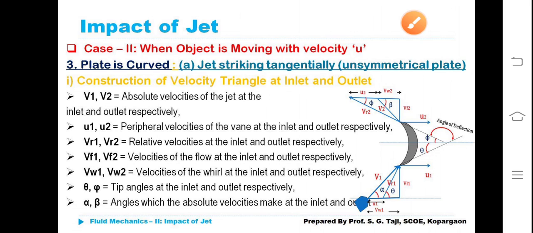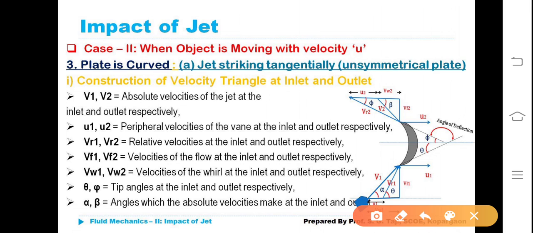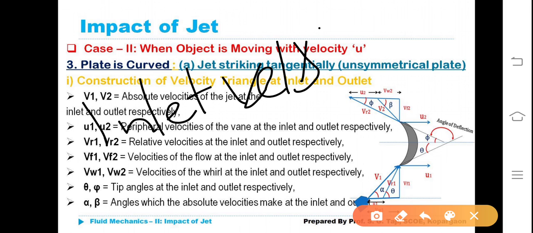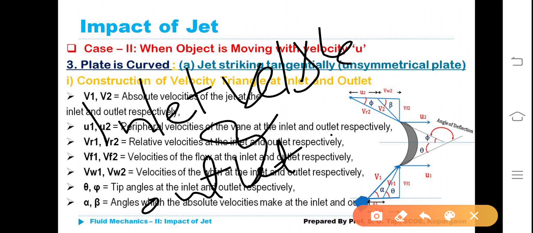So, when the plate is curved, the jet striking tangentially and it is an unsymmetrical plate, before we go to find the force exerted, work done per second, kinetic energy, and lastly what? Yes, efficiency. We have to understand how the inlet velocity triangle and outlet velocity triangle can be formed and understood. We will continue in the next class.